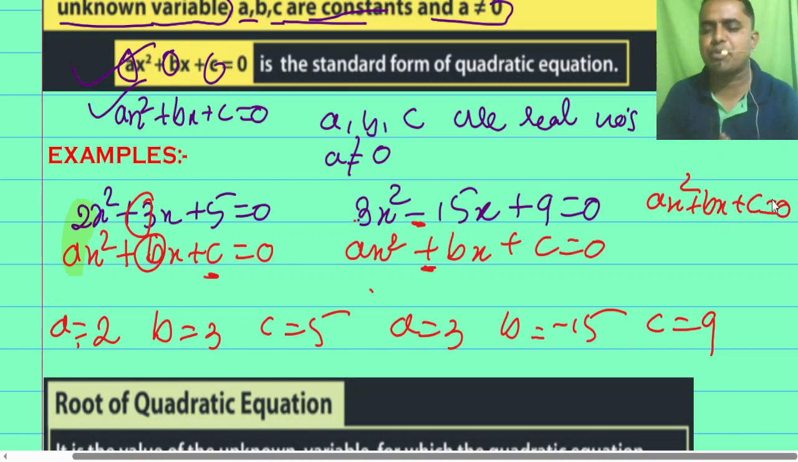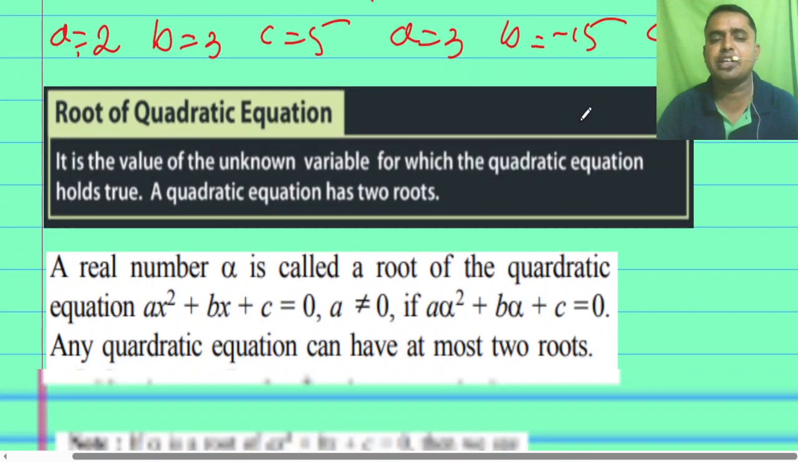जो भी equation ये form में रहती है ax square plus bx plus c is equal to 0, उससे हमें quadratic equation बोलते हैं. यहाँ पर a b c रियल नंबर है, a की वैल्यू 0 के बराबर नहीं रहती है. तो ये डेफिनेशन हो गई इसकी quadratic equation की.